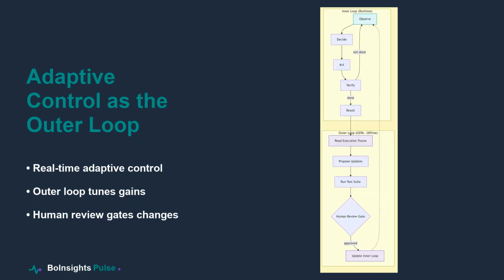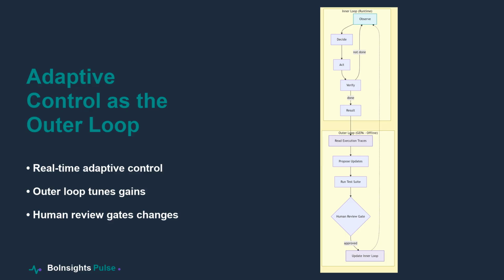Adaptive controllers adjust their own parameters in real time. GEPA, the outer loop in Hermes Agent, reads execution traces, identifies struggles, and proposes prompt improvements. It runs these against a test suite, then surfaces candidates for human review. This is model reference adaptive control. The inner loop stabilizes the task, the outer loop tunes the inner loop's gains, and the human gate ensures changes don't destabilize the system.